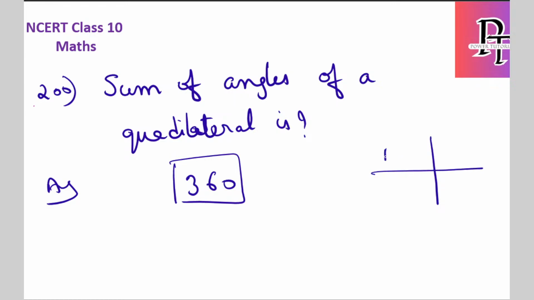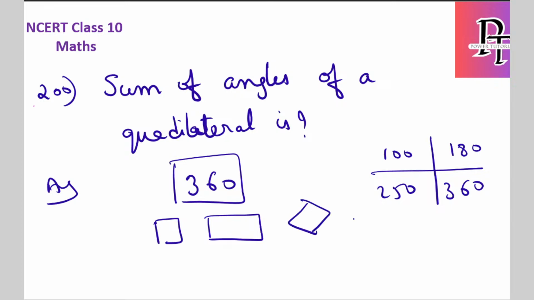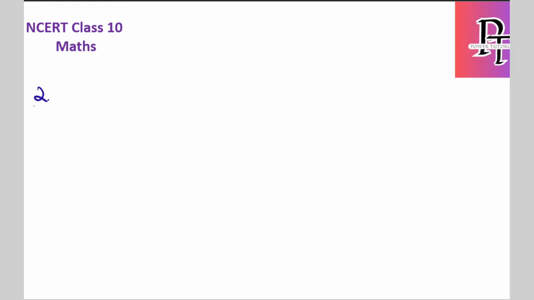So if anyone knows what the sum of angles of a triangle is, you can mention it in the comment section. Quadrilateral examples are square, rectangle, rhombus, parallelogram. For all these four quadrilaterals, if I ask what is the sum of the four angles, the answer is 360 degrees. As I mentioned, whoever knows the sum of angles of a triangle can mention it in the comment section. I'll definitely give a heart symbol to that comment. Okay, so let's go to the next one.